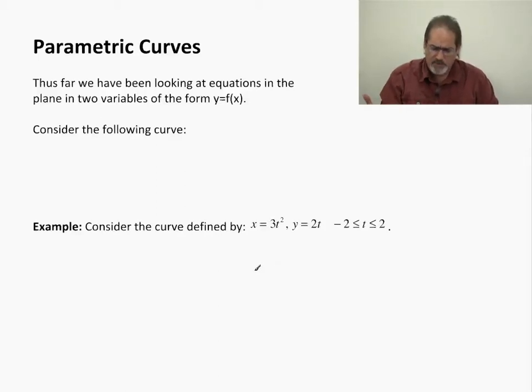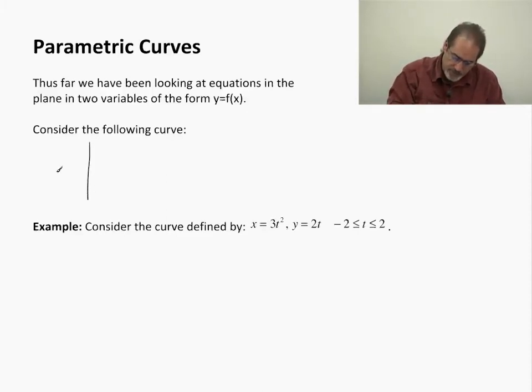All right, so far we've been looking at equations in the plane for two variables in the form y equals f of x. Now, suppose that we have a curve that looks something like this. This is x and y. Suppose this curve comes around like this. It starts here, comes around, comes back over. And obviously I'm moving in this direction.